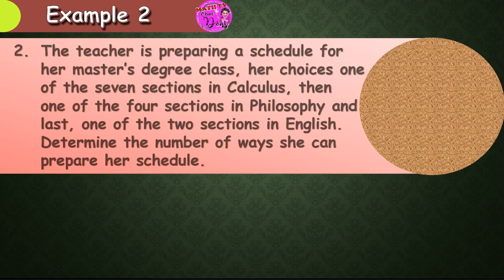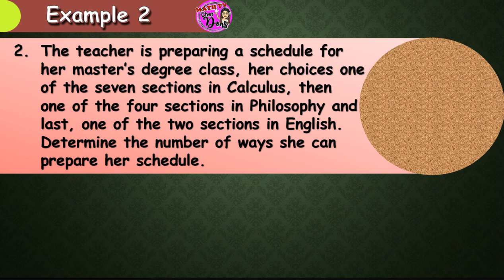Next, example number 2. The teacher is preparing a schedule for her master's degree class. Her choices: one of the 7 sections in calculus, then one of the 4 sections in philosophy, and last, one of the 2 sections in English. Determine the number of ways she can prepare her schedule.